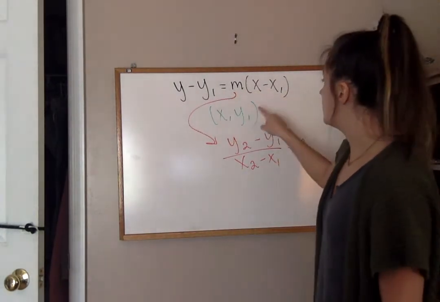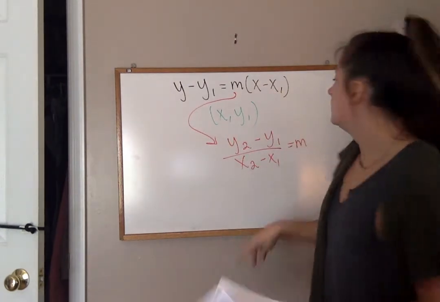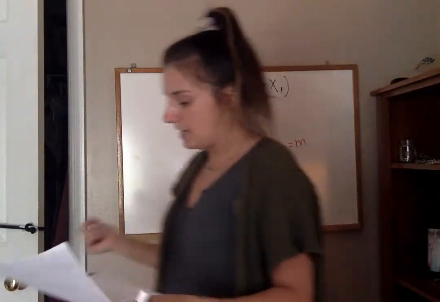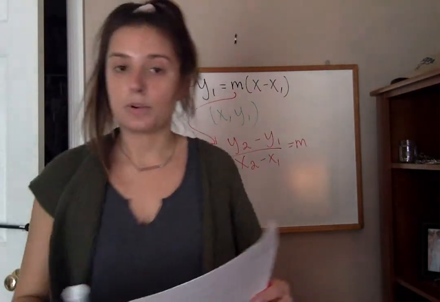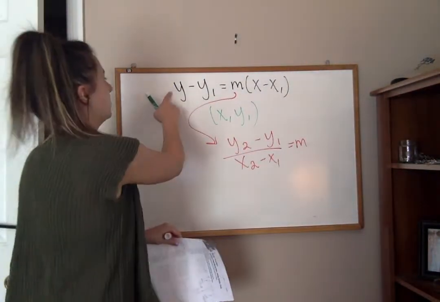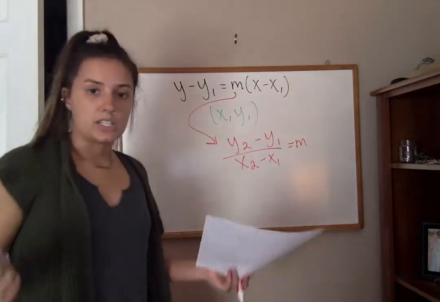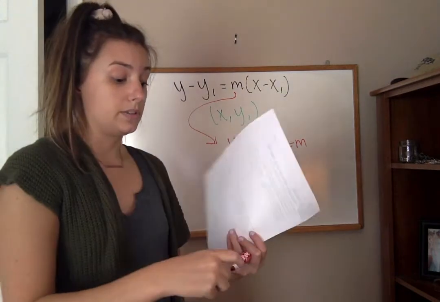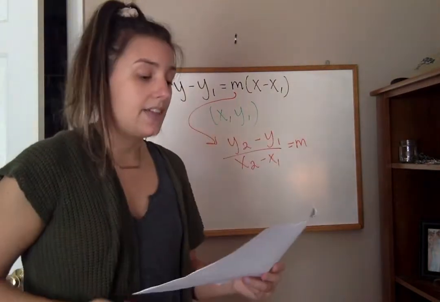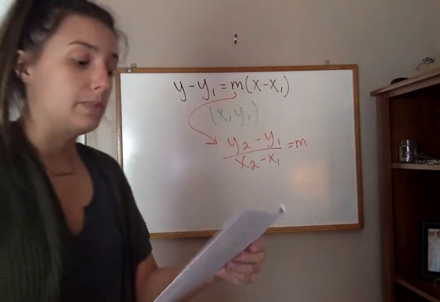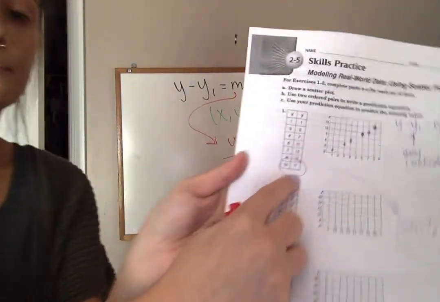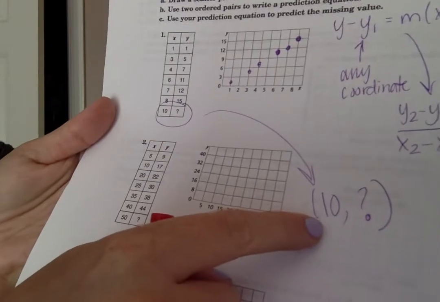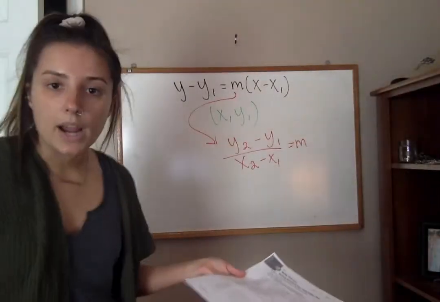And then for this y1 and this x1, again, you pick any point, any x, y coordinate, they're going to go in here. Okay? Then you're going to end up with a prediction equation. Again, this y and this x are just going to stay as x and y. Okay? So that'll be your equation. And then you can use that equation to find your missing value. Because if you notice here, you have 10, question mark. You can rewrite that as a coordinate point, 10, comma, some y.